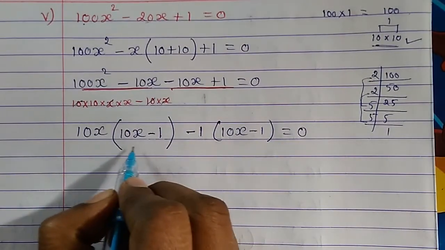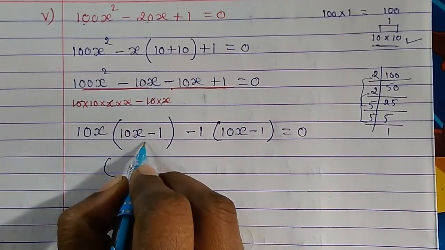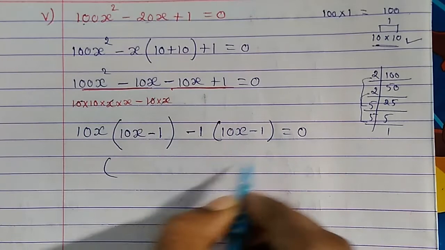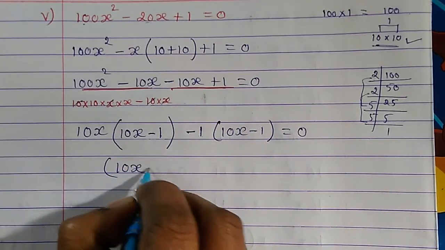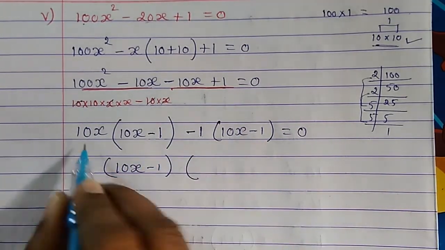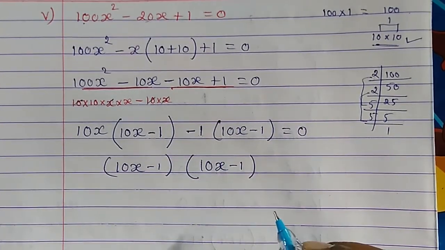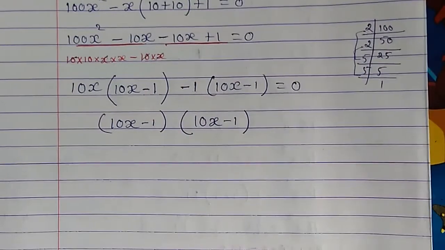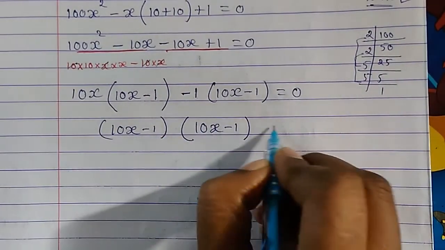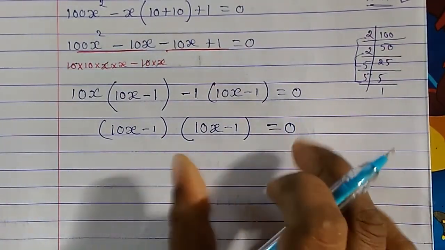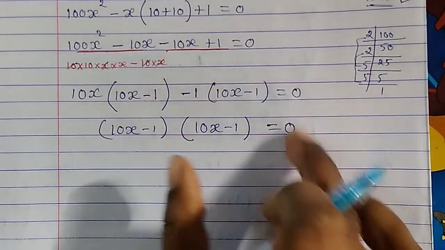So now let us take out what is common here. This is also 10x minus 1, here also 10x minus 1. So this bracket we will take as common. Now what is left outside? Outside is 10x minus 1. So now both are the same, so the root also will be the same only. Don't forget the equal sign, because this is a quadratic equation, so we have to maintain this.